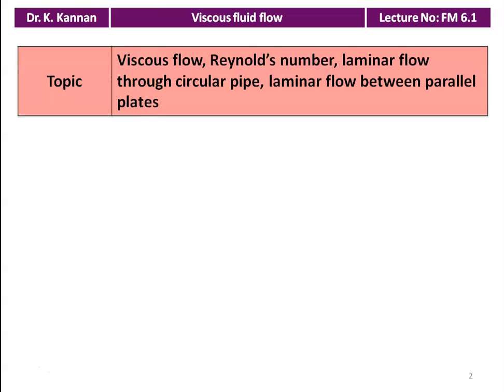And this is lecture number 6.1, 6th chapter, first lecture. So we are going to discuss the viscous fluid flow or laminar fluid flow. And in the viscous fluid flow, we are going to deal with the flow of viscous fluid. Normally, the flow of viscous fluid will be laminar flow, and we will define what is Reynolds number, what is the condition for laminar flow, and we will discuss the laminar flow through the circular pipe and laminar flow between parallel plates.